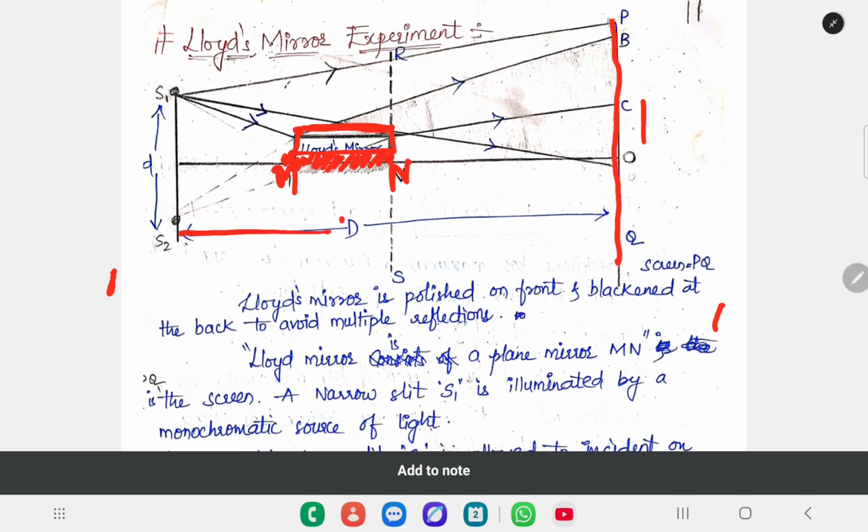There is a distance D from the source to the screen. From the source to the screen, capital D is the distance. To the virtual sources, the distance is small d.